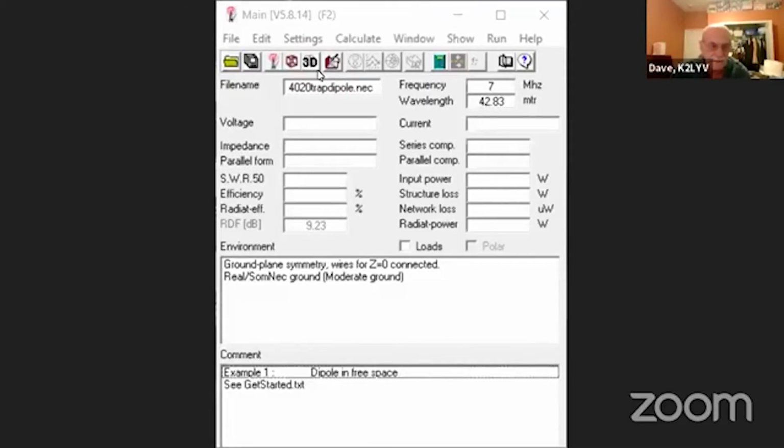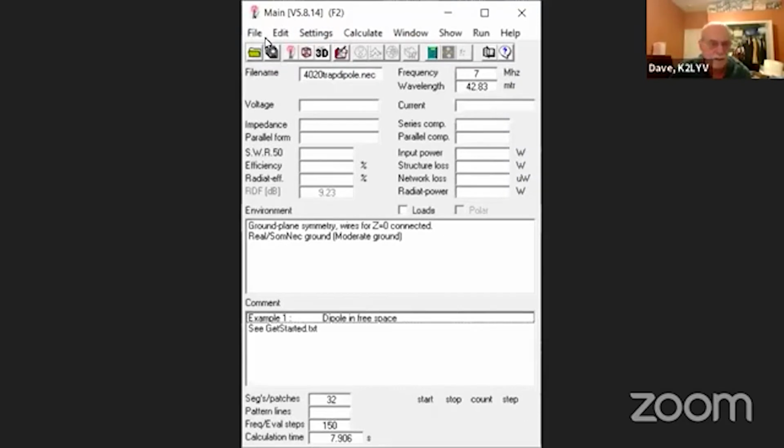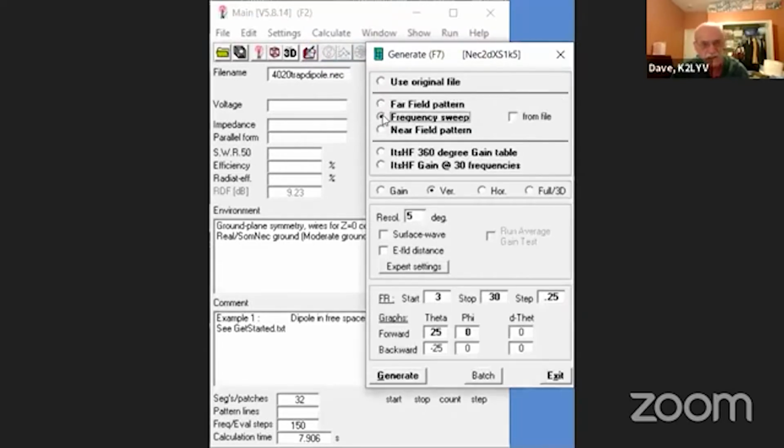So I'm going to come over here to the main screen. I'm going to say I want to do a calculation, and I want to generate some output data. What I'd like to see here is a frequency sweep. I don't need to start at 3. I'm going to start about 5, and it's supposed to go only to 20, so I'll go to 15. And I can make the steps a little smaller. So I'm going to generate.